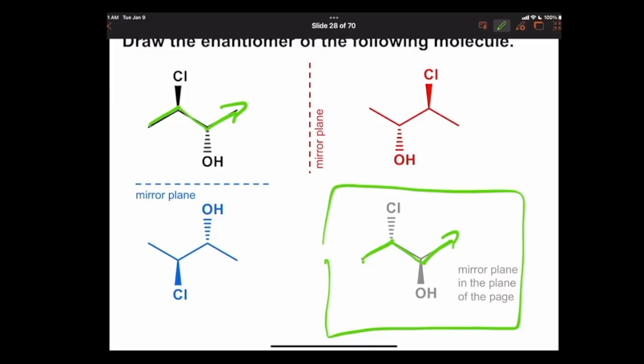But you have to invert everything. Every single center must be inverted for it to be an enantiomer. That's why enantiomers are special. No matter how complicated the molecule is, there's only one perfect mirror image. There may be many, many other stereoisomers, but there's only one mirror image.